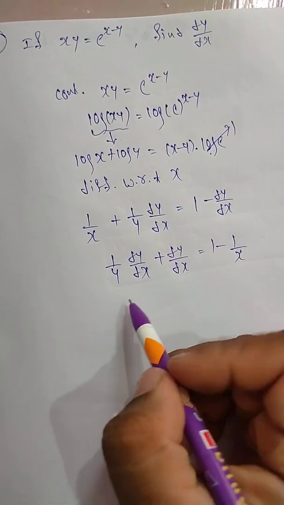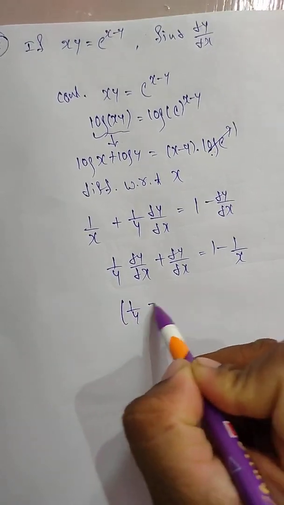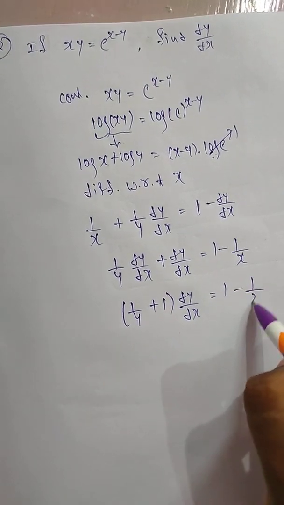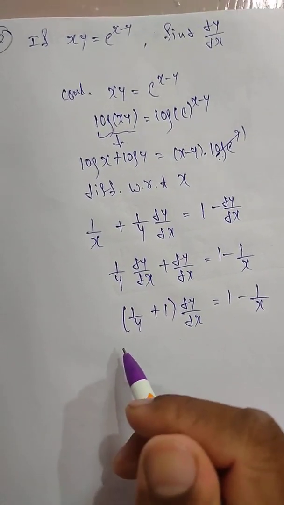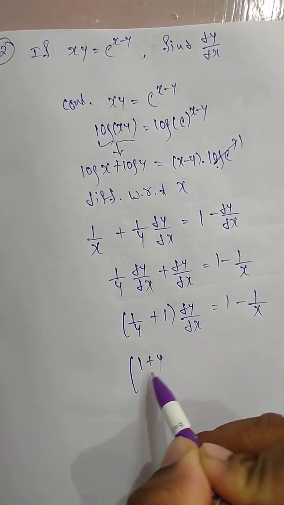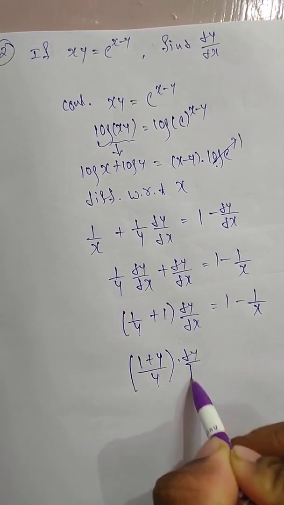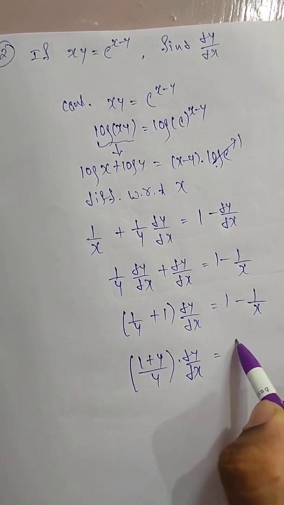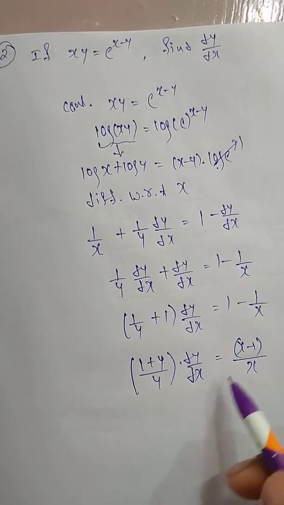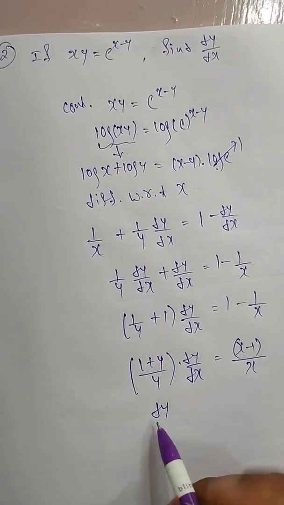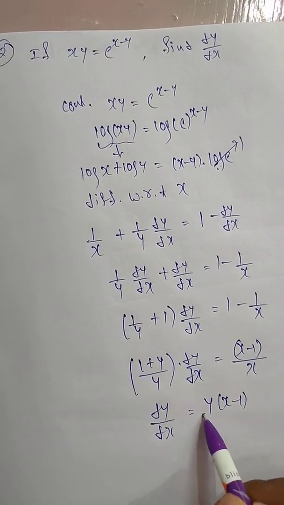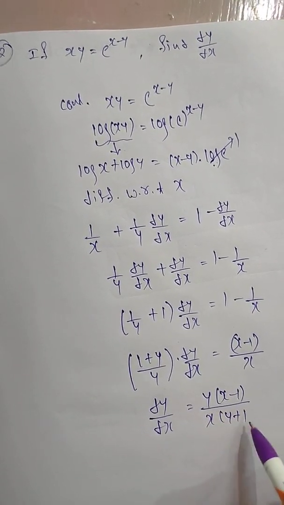Now take dy by dx as common. 1 by y plus 1 into dy by dx is equal to 1 minus 1 by x. Now take an LCM. 1 plus y by y into dy by dx is equal to, if you take an LCM here, x minus 1 by x. X is the LCM, x minus 1 by x. Cross multiply this one. This will become dy by dx is equal to y into x minus 1 by x into y plus 1. So this is the answer.